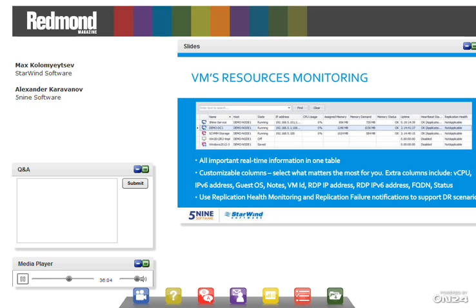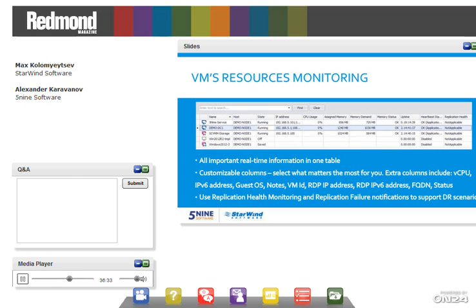If you use replication for your disaster recovery, and Hyper-V replication actually allows you to reach a certain level of disaster recovery, then replication health monitoring becomes a must. So what we have for that here is a replication health column that tells you exactly in real time if your replication health goes beyond normal.